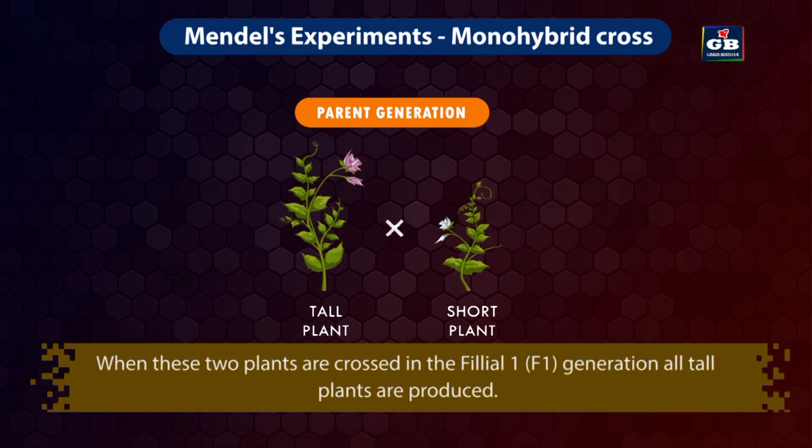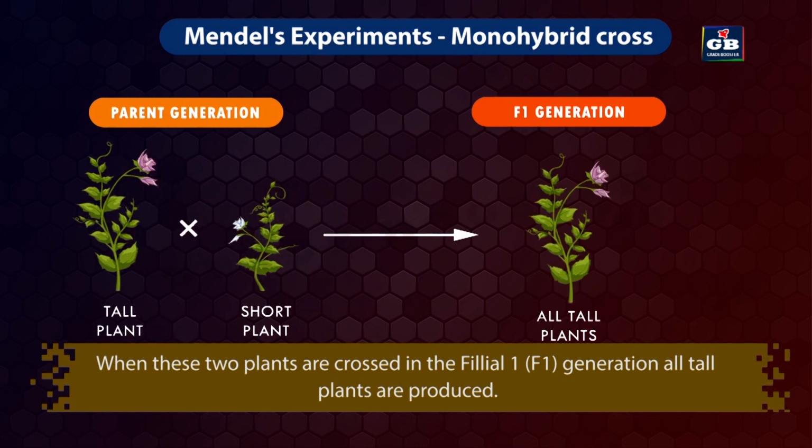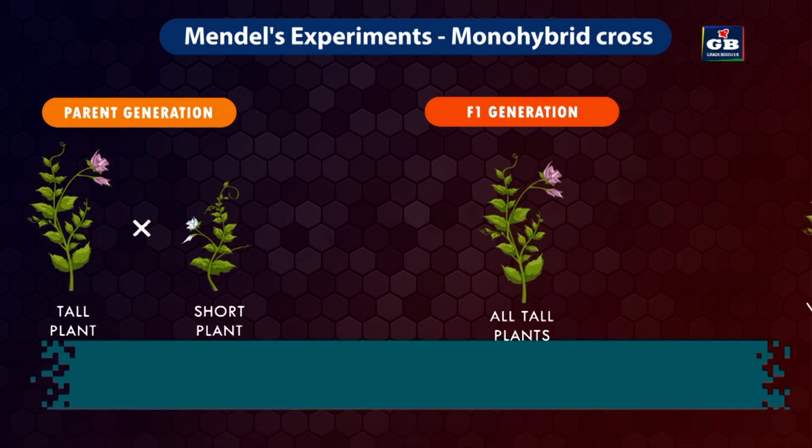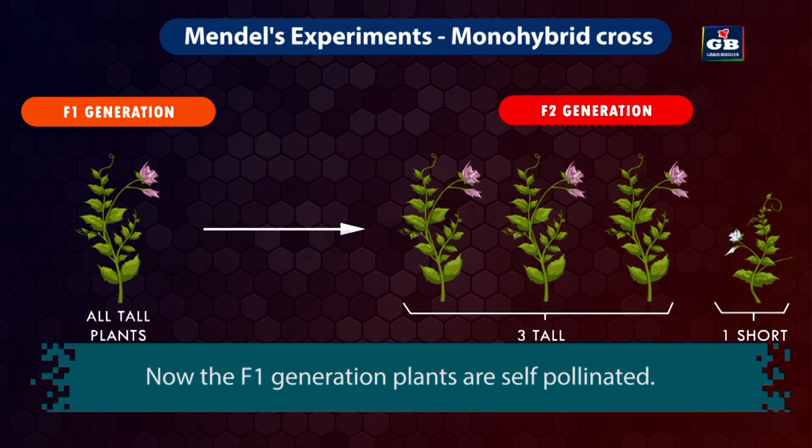When these two plants are crossed, in the F1 generation, all tall plants are produced. Here we can see all these plants got one allele tall and the second one short. Since tall allele is the dominant one, the plants express the trait tallness. So in F1 generation, all plants are tall. Now these F1 generation plants are self-pollinated.